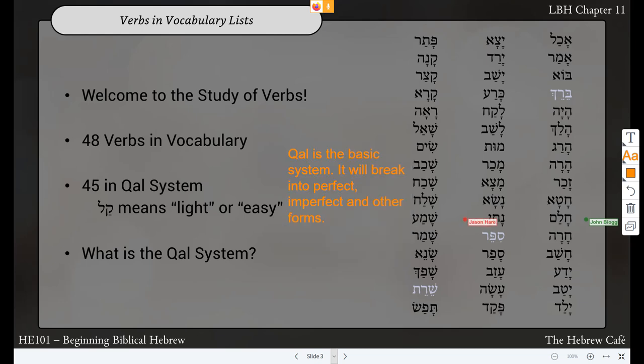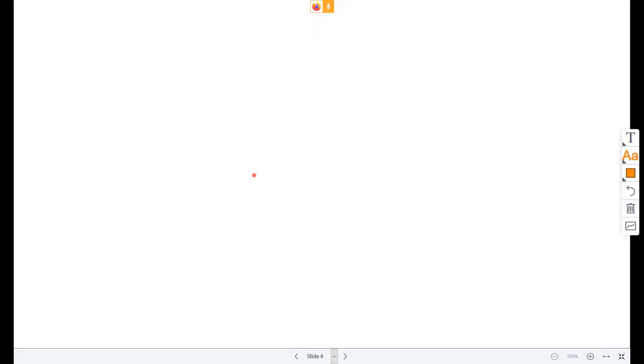Okay, it'll break into perfect and imperfect. These are the two basic tenses. It also will have active and passive participles and a jussive form. Jussive is like let it be, and cohortative is like let us do something. We'll learn all of these terms as we get into it. The Hebrew verb essentially is much, much simpler than the Greek verbal system. This is, I think, what makes me like Hebrew more than Greek. Okay, let's get into concepts.